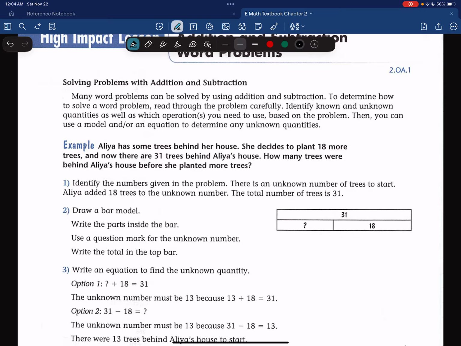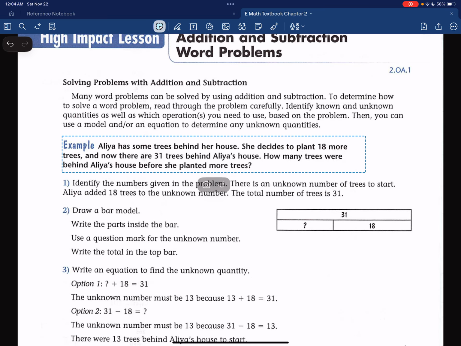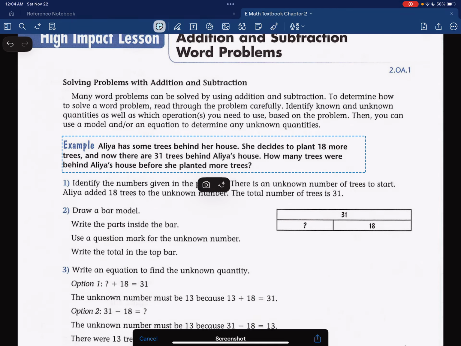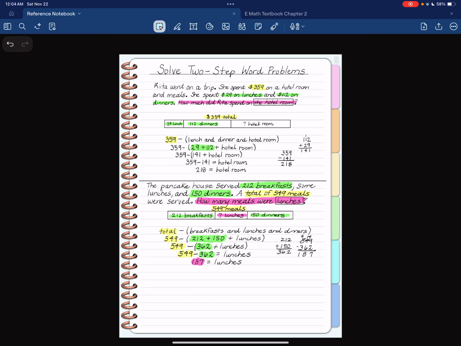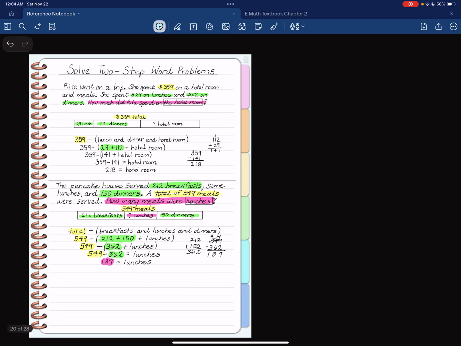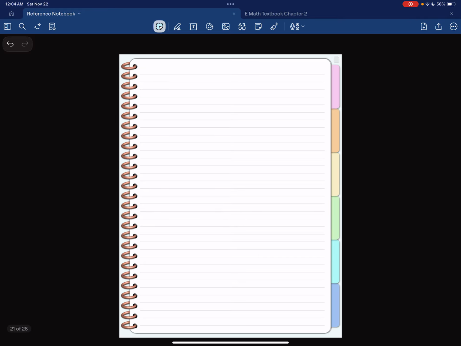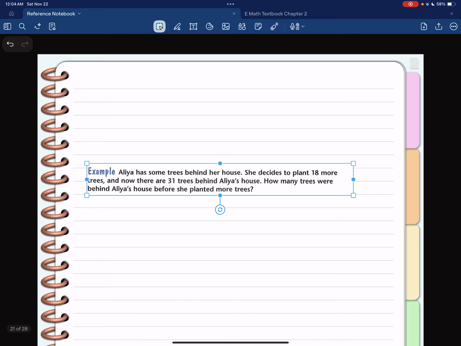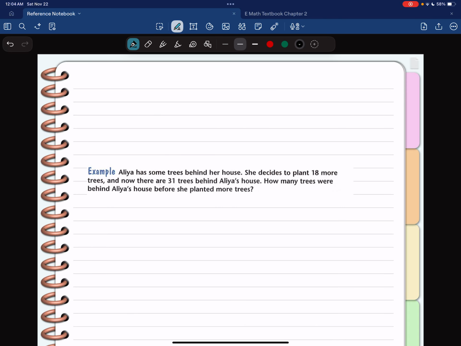And I think I'm going to clip this problem because it is a high impact problem, and I'm going to copy it into my notebook. So let's go ahead and go into our reference notebook. We had started some of these two-step problems. I'm just going to continue those on the next page. So I'm going to plug this one in, and I am going to copy the problem in because your notebook should be a good way to review. And if you have written this in, you can review it.